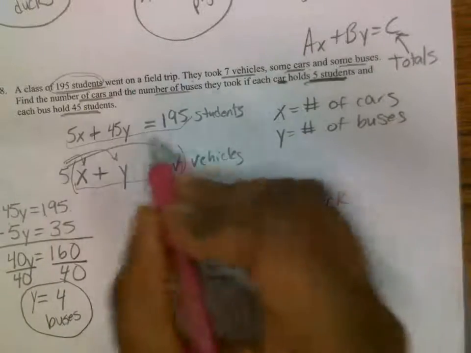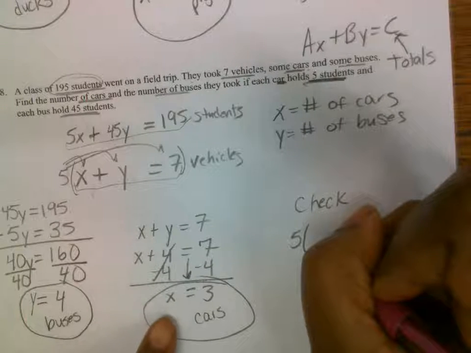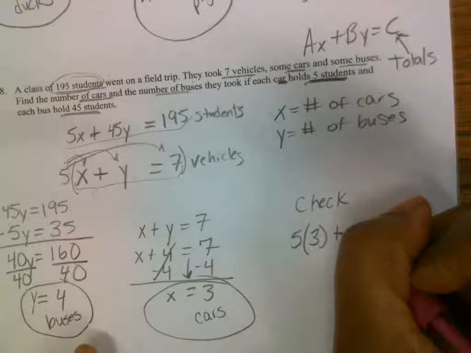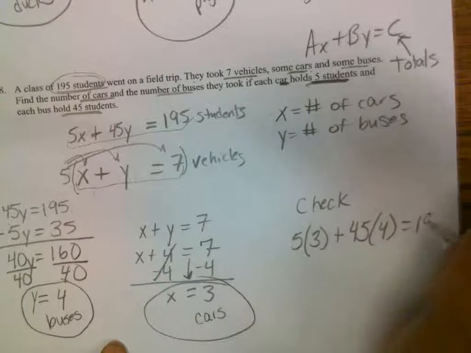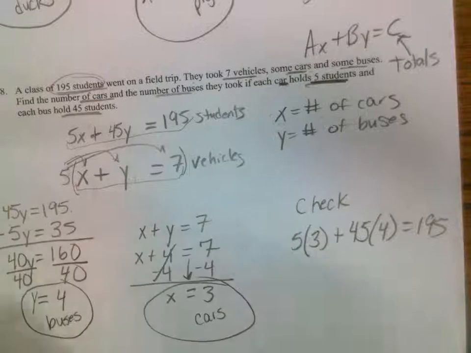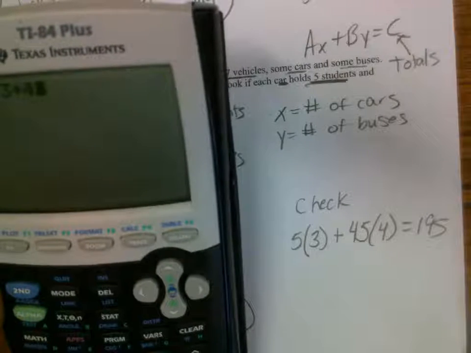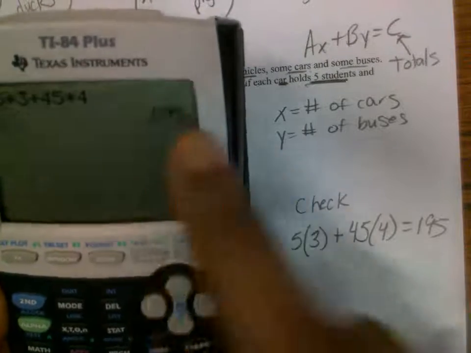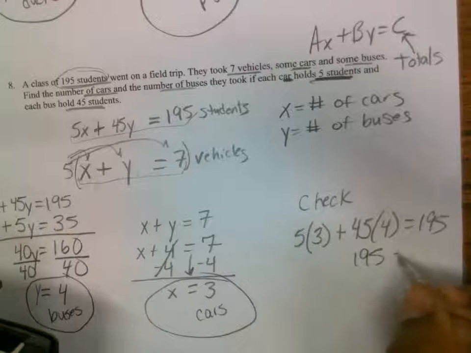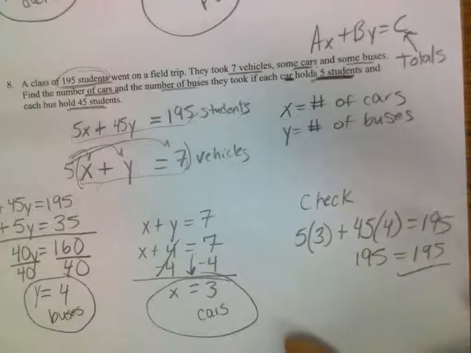If I wanted to check this, guys, this is very important. If I wanted to check this, I could use the other equation. I could say 5 times the number of cars, which is 3 cars, plus 45 times 4 should equal 195. So let me type this in to see if that checks out. Okay, I'm going to say 5 times 3 plus 45 times 4 equals, and that gives me 195. Okay, so I know that this is the right answer. It checks out. Any questions about that?